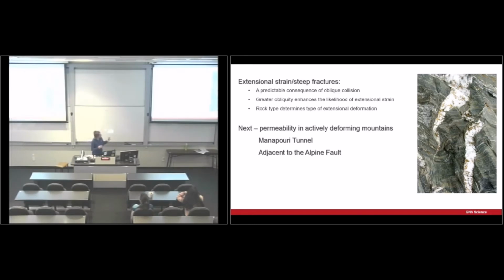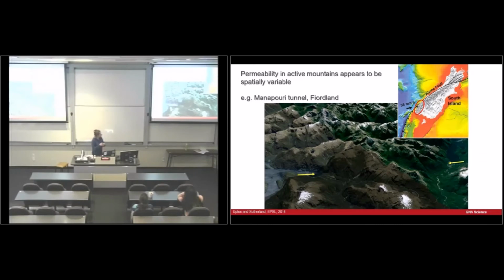So next I want to focus in a bit more. We're still talking about fracturing and permeability, but I'm going to focus on what we can say about permeability in actively deforming mountains, using Manapouri Tunnel and adjacent to the Alpine Fault. There's a global permeability model which basically says that permeability decreases exponentially as you go down into the crust. It's from observations all over the world, and lots of them fit it, so it's this exponential model.